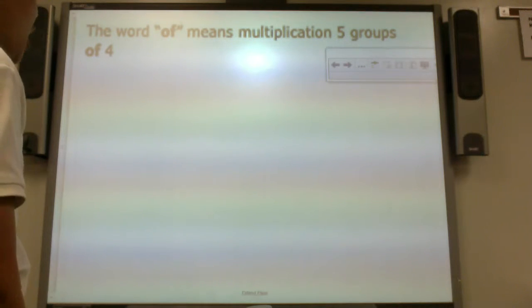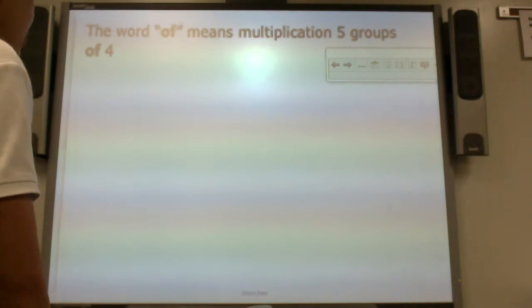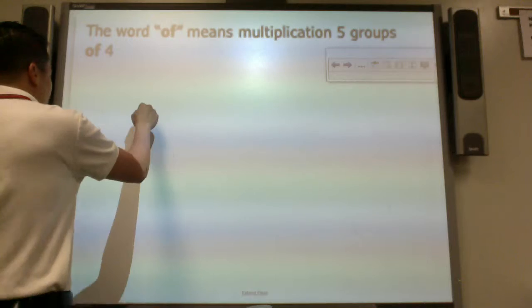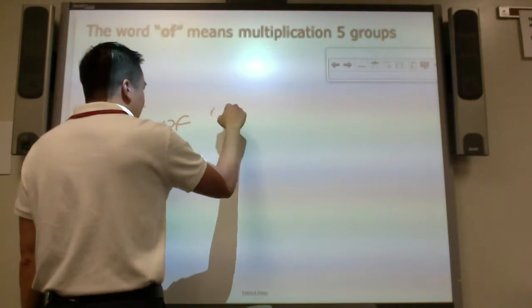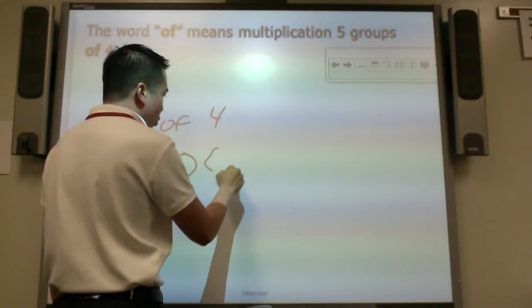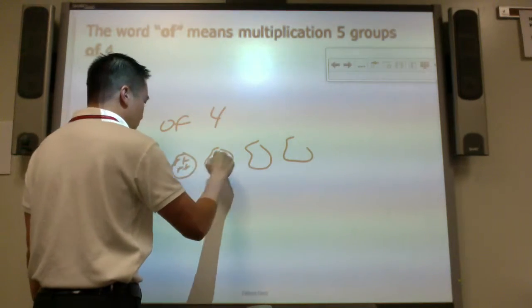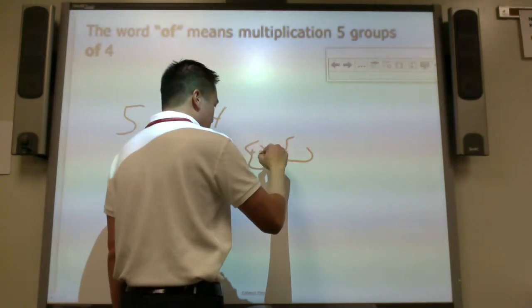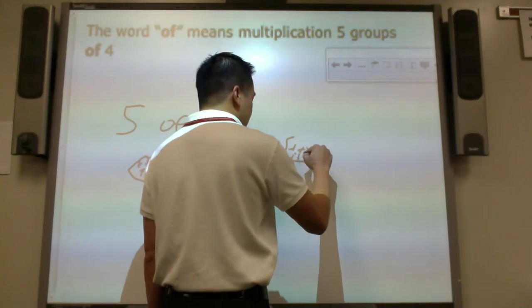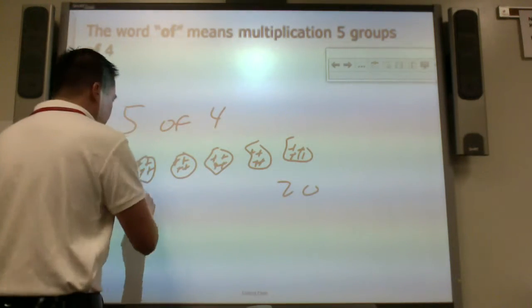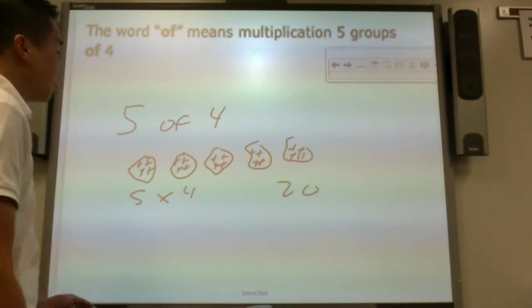So the word of means multiplication. For example, 5 groups of 4 is 20, as you can tell. Or you could just say 5 times 4.